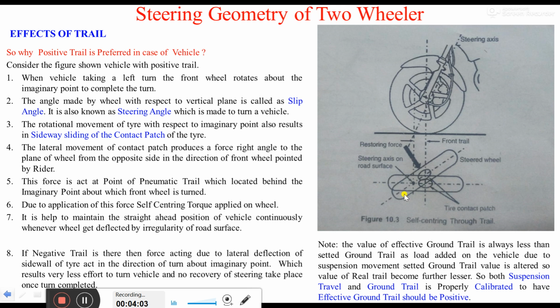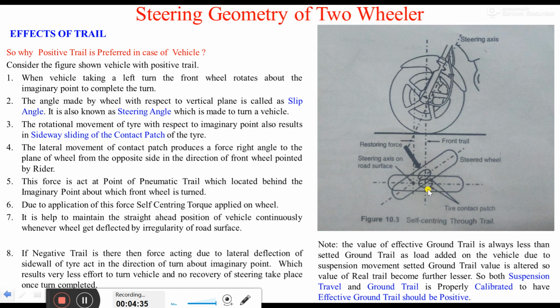Okay, so because of that only, if you observe in a car, if you take a full left turn or full right turn, whatever turn, once you release the steering, the road wheels automatically return to the straight ahead position, just because of the self aligning torque. This opposing force acts as a self aligning torque to the road wheels, and that self aligning torque helps the driver to bring the road wheels back to the straight ahead position.